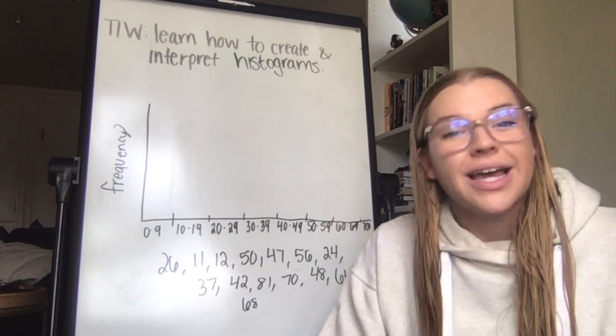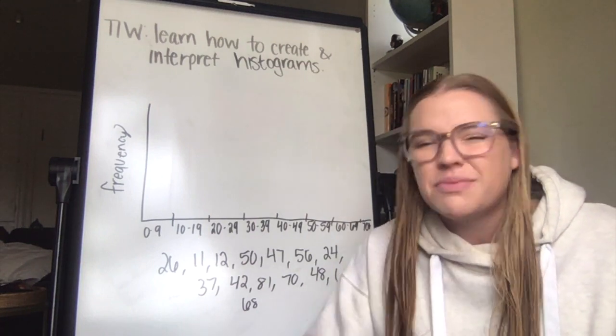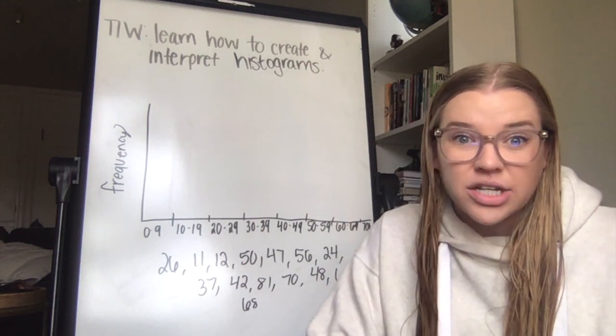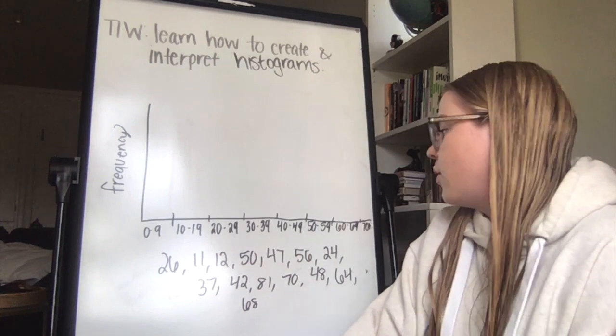Probably not. So in that situation, a histogram makes more sense because I can group people by their ages. So what I'm going to do is I'm going to go through and I'm going to count.